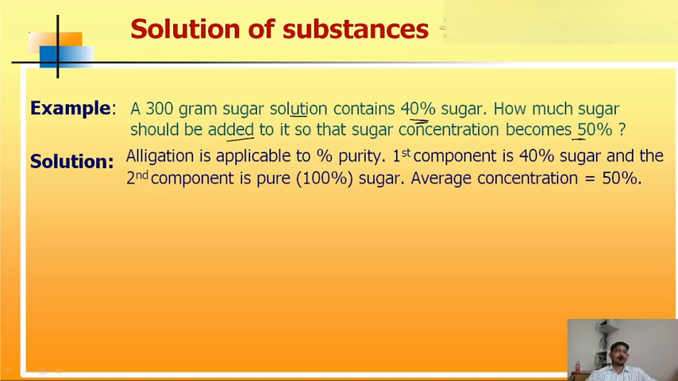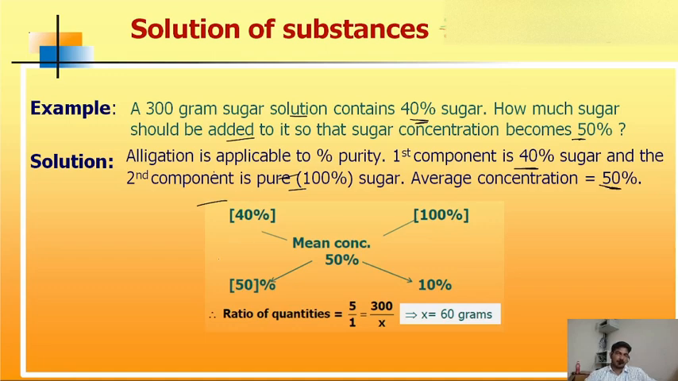So here alligation is applicable to the percentage of purity. So the first component contains the percentage of purity of 40% sugar, and the second concentration is 100. Why? Because he is adding sugar directly here. So that the average concentration here will be 50%. Suppose if we apply the same here, 40%, and we are adding sugar here, which means it contains 100% of the sugar, and the median concentration will be 50%.